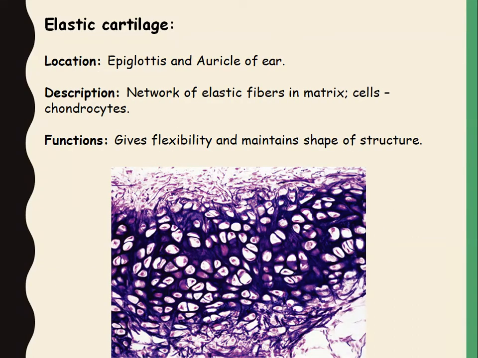Next one is elastic cartilage. Location is the epiglottis and the auricle of the ear or the pinna of the ear. Description: network of elastic fiber in matrix, cell is the chondrocytes and function is they give the flexibility and maintain the shape of the structure.